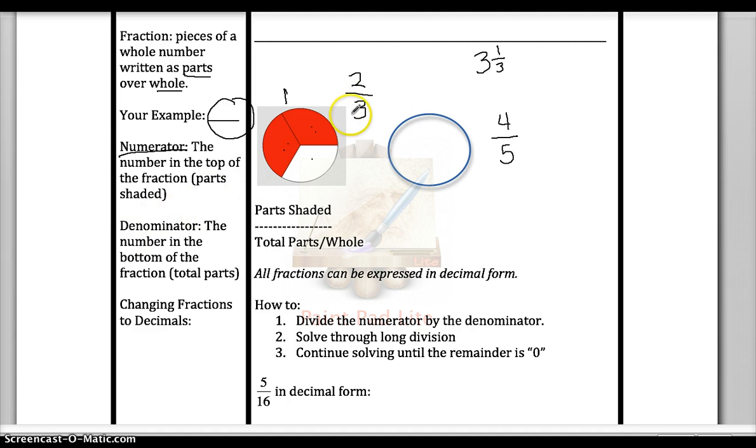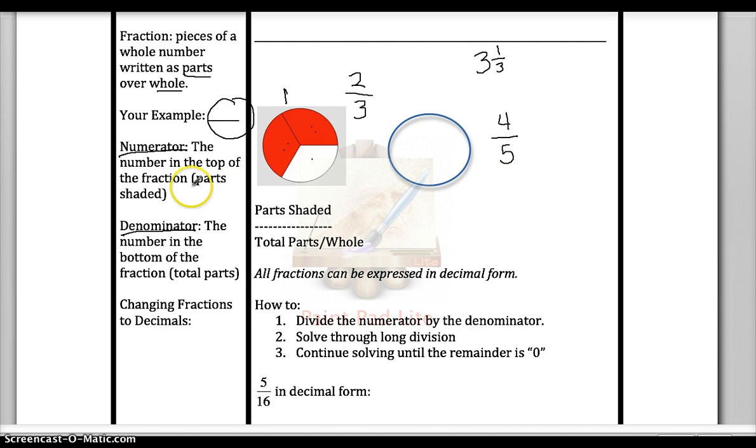And then the number that's on the bottom is the denominator. And the denominator is the number in the bottom of the fraction, and it's the total number of parts that the whole is broken into. So for 2/3, the denominator is 3. And for 4/5, the denominator is 5.